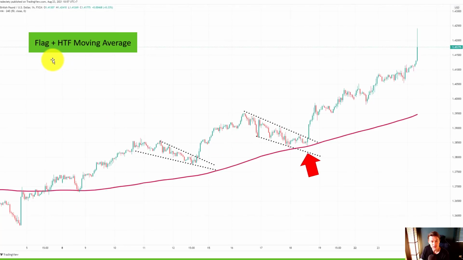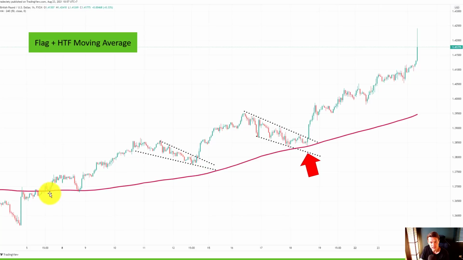We can also add a higher time frame moving average. So now this chart shows the 1 hour time frame, and the red line is the 50 period moving average from the 4 hour time frame. So it's the 50 period from the next higher time frame.